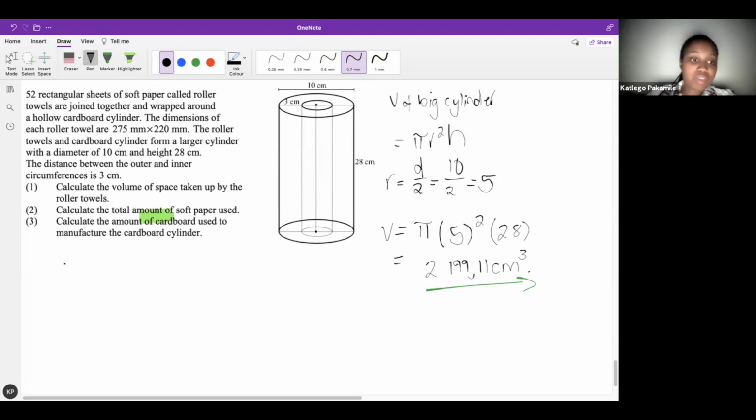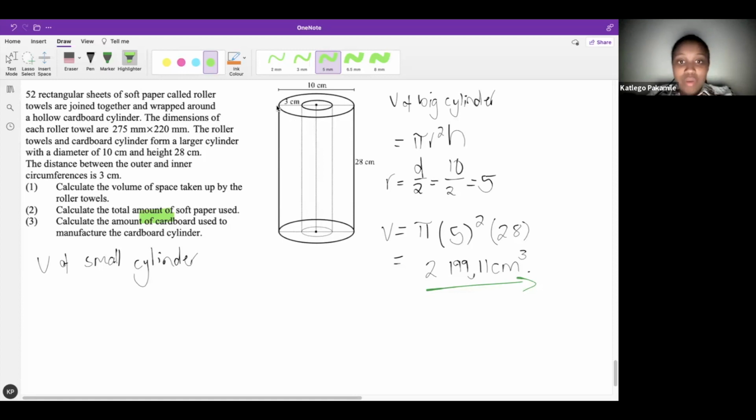Now let's do the volume of the smaller cylinder. So V of small cylinder. Let's start with the radius. How are we going to find the radius for the smaller cylinder? Do you divide 2 centimeters by 2? No. So remember, the 3 centimeters is from there to there, right? Yes, ma'am. So from there to there is how much? 3. So what's left in the middle? If this whole thing is 10, what's left in the middle? 4.